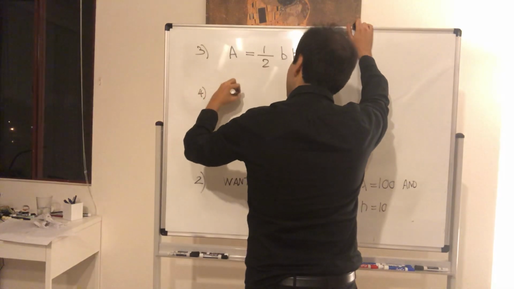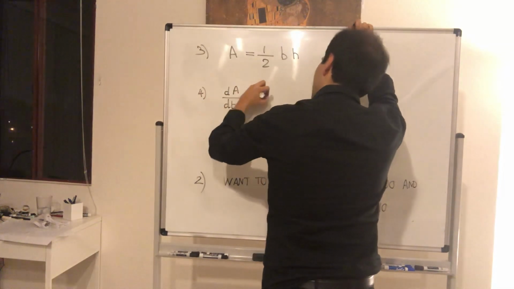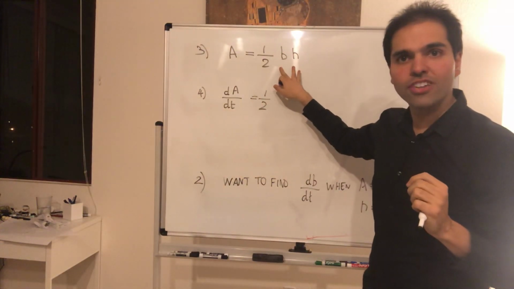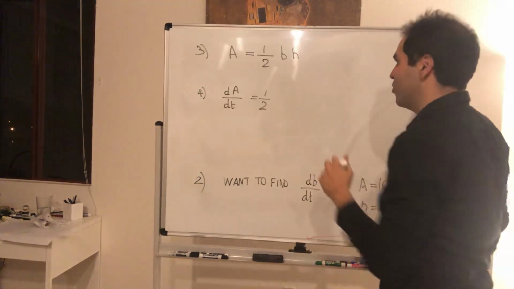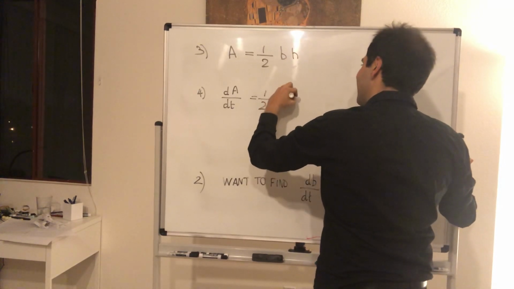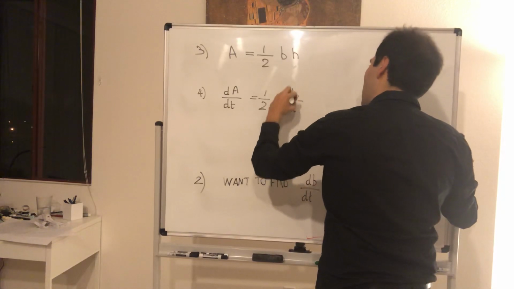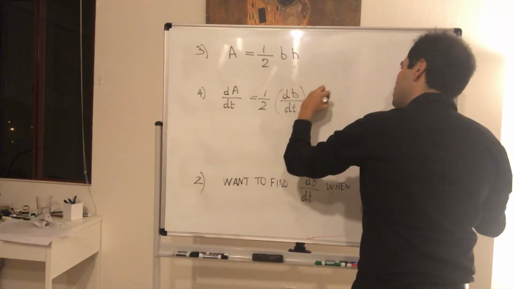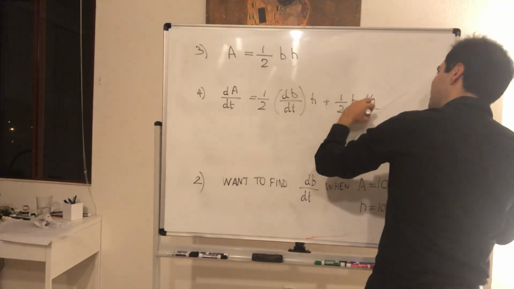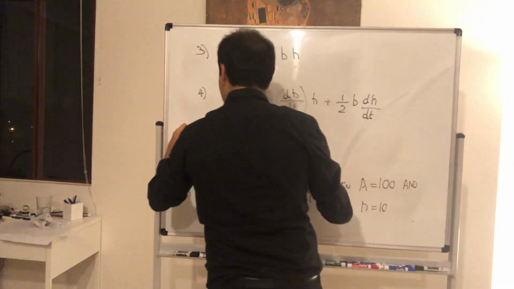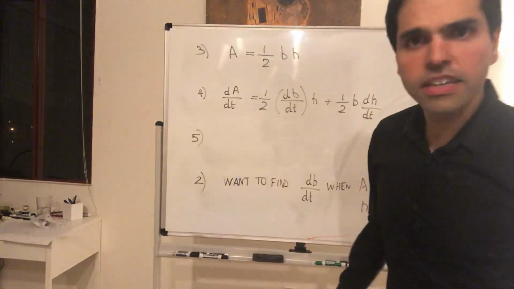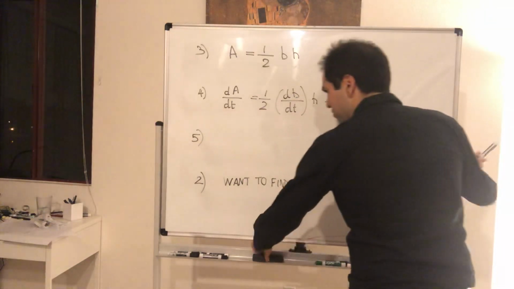So dA over dt is 1/2 times the derivative of this. Because it's the product of two functions, we'll use the product rule. And it's very important to understand everything is a function of t. So it's 1/2 dB over dt times h plus, if you want, 1/2 b times dh over dt. And now what we would like to do is plug in all the information that's given to us.